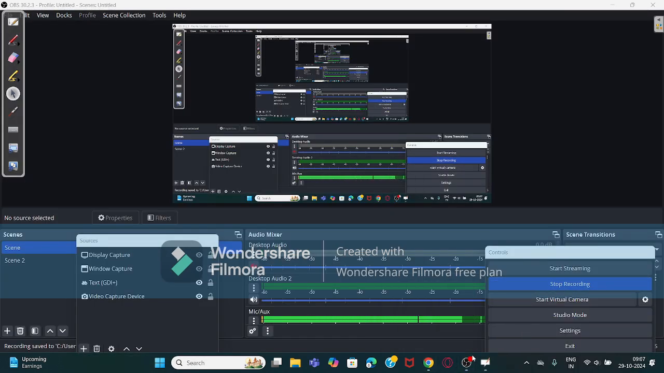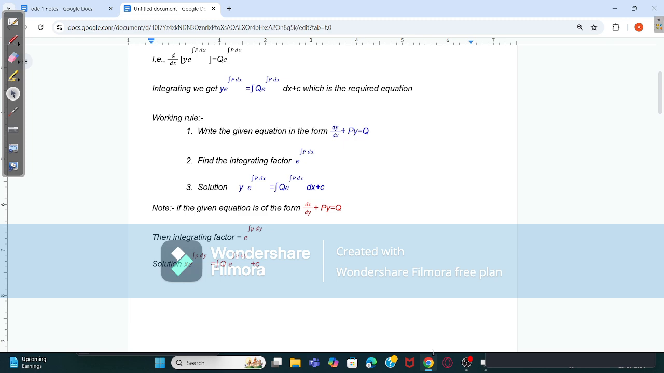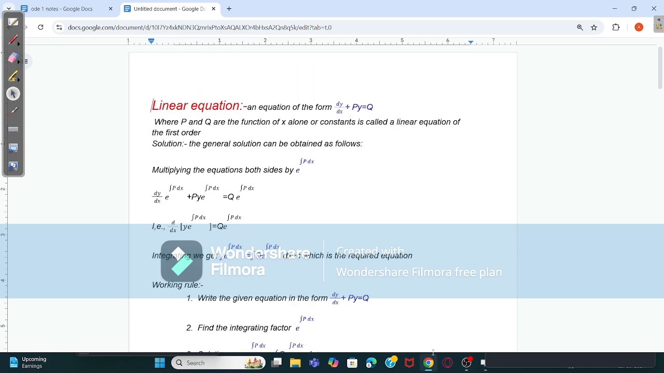Hello, let us start with a new topic called integrating factor for linear equations. A linear equation is an equation of the form dy by dx plus Py is equal to Q, where P and Q are functions of x alone or constants. It is called a linear equation of first order.